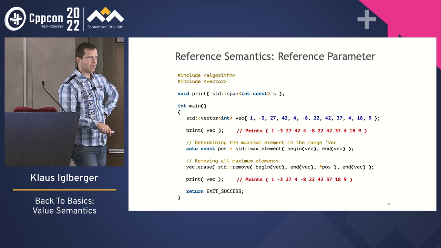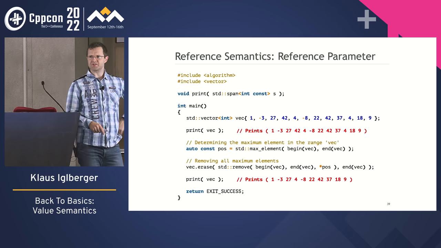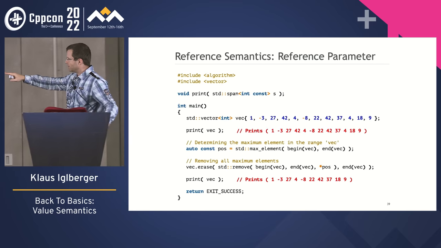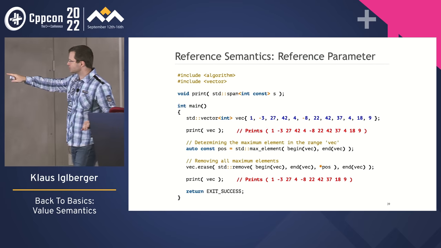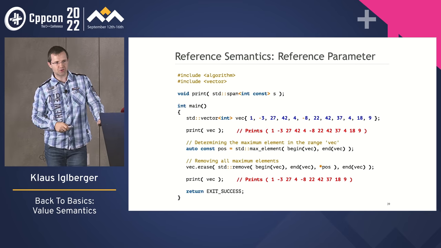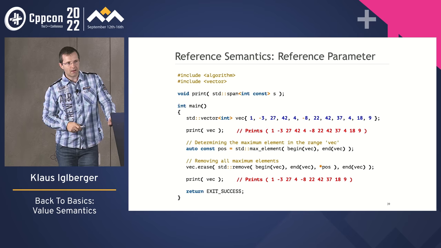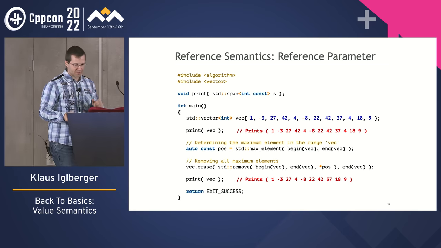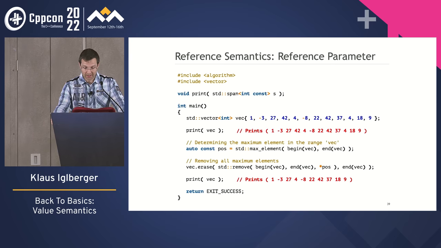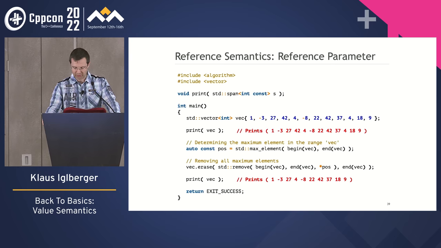You note something? There's a 42 inside. There's a 42 somewhere close to the end. Didn't we just remove all the 42s? Wasn't this the purpose of this exercise? To remove all the 42s? Oh my. Okay, so something went wrong. And yes, actually it has to do with the way we call this remove function.